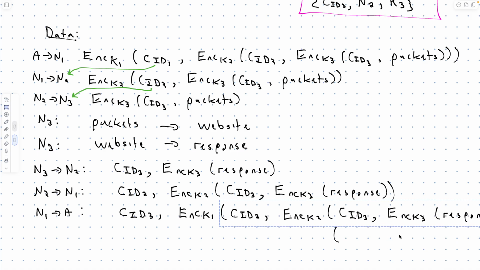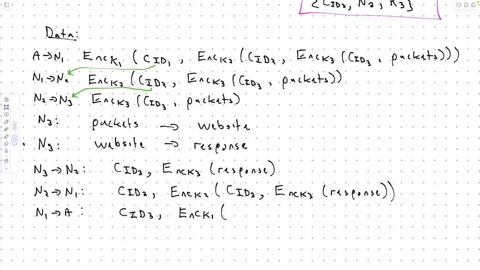Would be CID3 or CID1? Sorry, say again? The last one. CID1, yes, sorry, thank you. Okay, and let me just get rid of this because we don't need it. And then we'll have the encryption under K2 of the encryption under K3 of the response. Alice can decrypt that and get out the response.